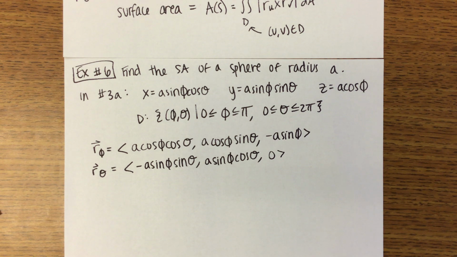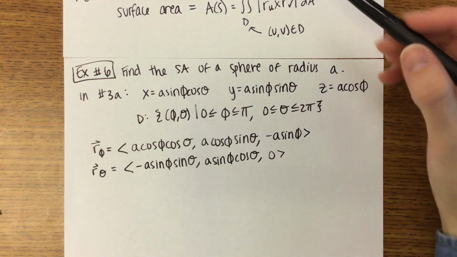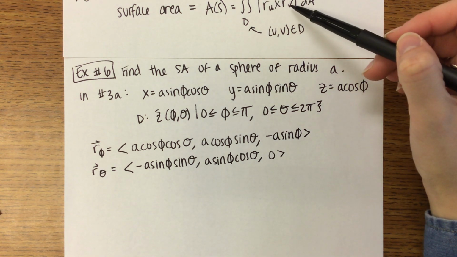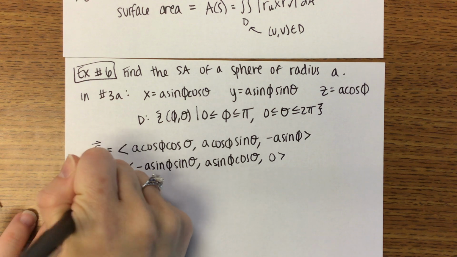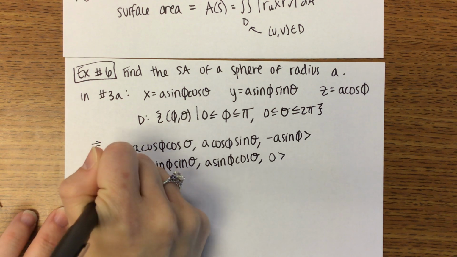Yes. Okay, when I cross them, does it matter which direction I cross or which one I put first? Is r_u cross r_v the same as r_v cross r_u? Are they the same? No. What is the difference? Signs. Does it matter then which order I choose here? No, because you're going to take the magnitude. So it doesn't matter. I chose to do the derivative with respect to phi crossed with the derivative with respect to theta.